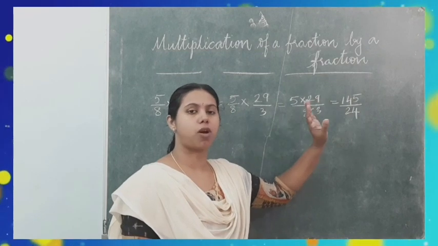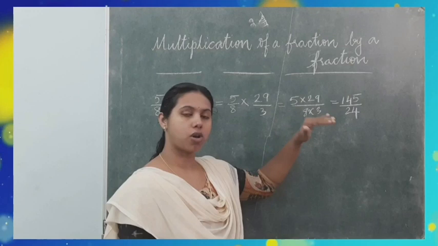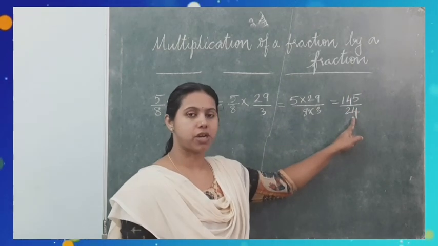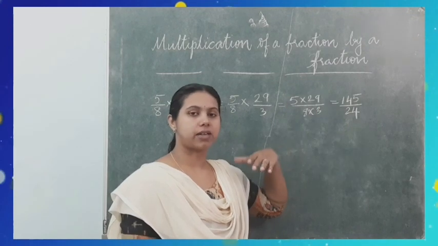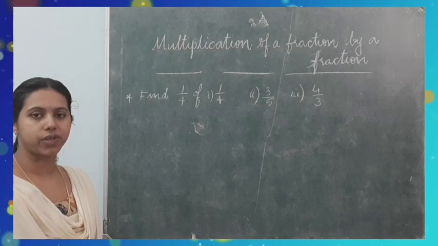If there is a common factor, you can cancel the common factor and write it in the lowest form, the simplest form. And if there is no common factor, keep it like this. If there are any common factors in the numerator and denominator, take that common factor and write it in the lowest form. See the next question.